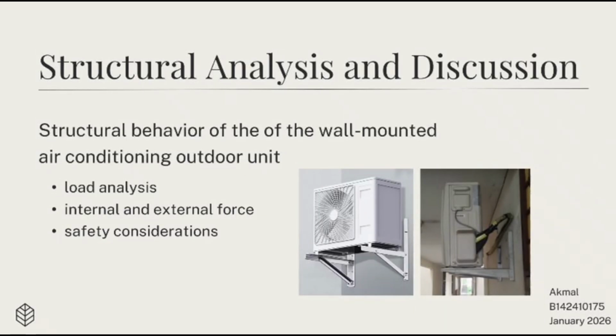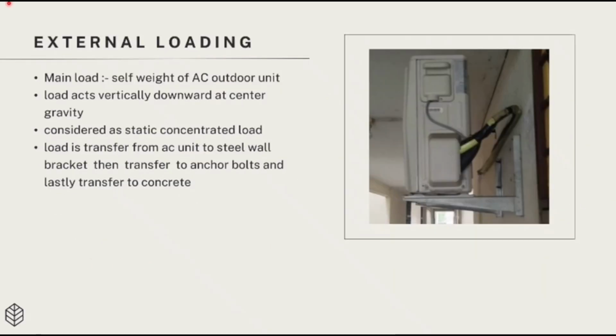For the discussion part, I will explain the structural behavior of the wall-mounted air conditioning outdoor unit based on load analysis, internal and external force, and safety consideration. Firstly, the main external load acting on the structure is the self weight of the air conditioning outdoor unit. This load acts vertically downward at the center of gravity of the unit and is considered a static concentrated load. The load is transferred from the unit to the steel bracket and finally to the reinforced concrete wall through the anchor bolt.